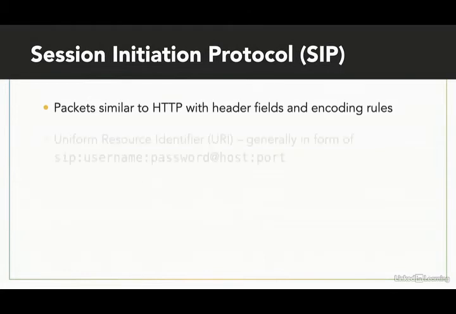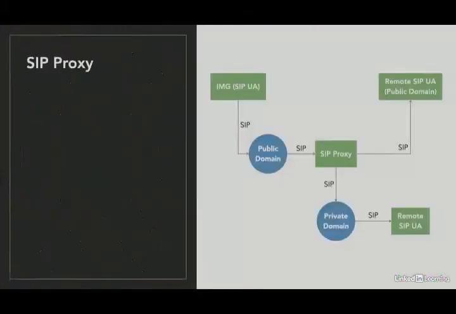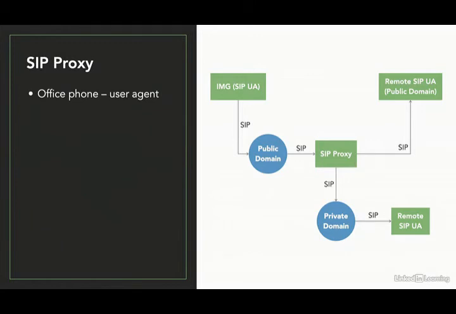SIP resources are marked with a uniform resource identifier, much like web resources. The URI scheme employed is usually in the form of SIP:username:password@host:port. SIP will often be employed on a digital office phone, also known as a user agent, to terminate a local or remote SIP proxy server.